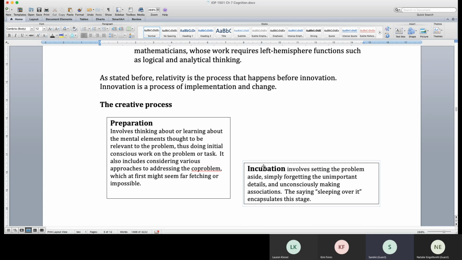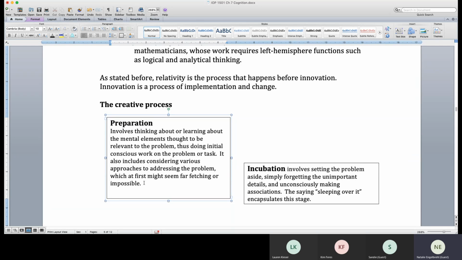Okay, thank you. So let's look at the creative process. The creative process is characterized by about 4 steps. The first one is preparation. This involves thinking about or learning about the mental elements thought to be relevant to the problem, thus doing initial conscious work on the problem or task. It also includes considering various approaches to addressing the problem, which at first might seem far-fetched or impossible.